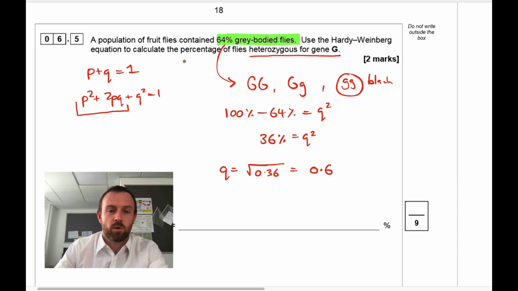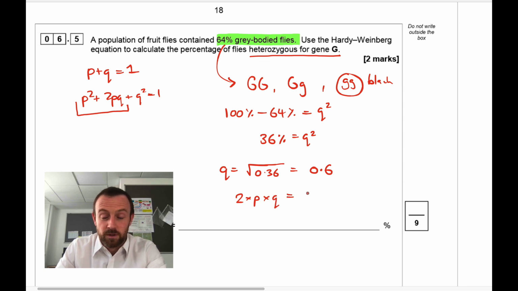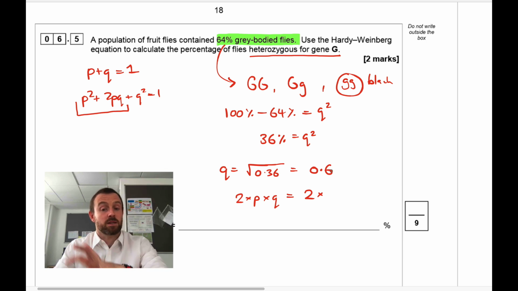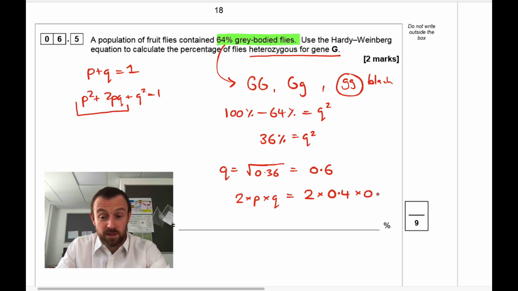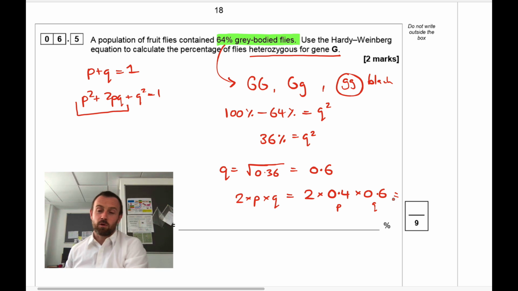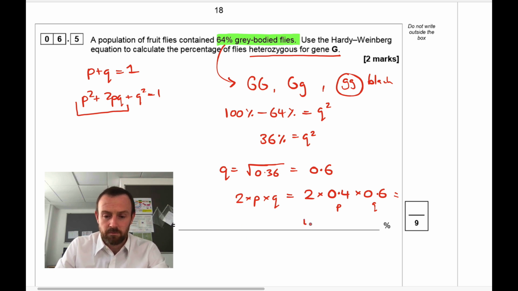And then we want the percentage of flies heterozygous for gene G, which is 2 times P times Q, which is equal to 2 times, Q is 0.6, so P is 1 minus 0.6, which is 0.4, times 0.6. Okay, so this is 2, this is P, this is Q. 2 times 0.4 times 0.6, which is going to be 0.48, or 48%.